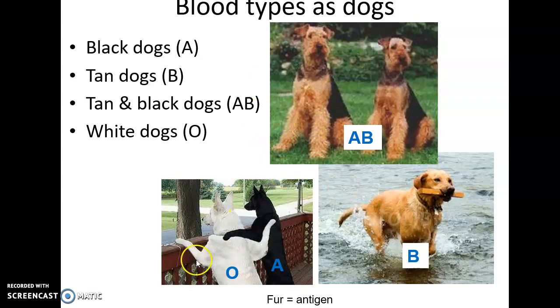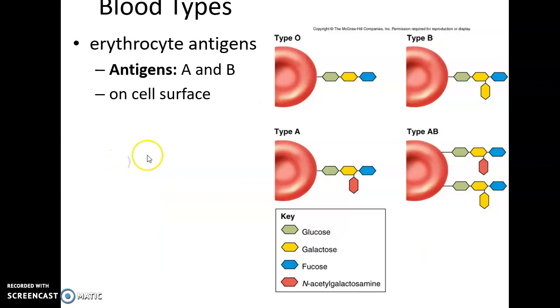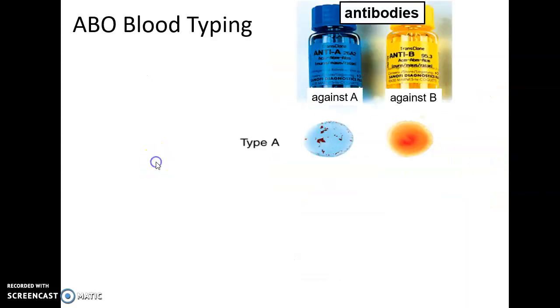So for instance, dogs: we could say white dogs, furred with white fur, have O, black dogs have A, brown dogs have B, and brown and black dogs would have A and B. So they would be representing the different blood types by the color of their fur. So again, blood types: you have a special structure on the surface of your cell or you do not have it. A type structure, B type structure, both A and B structures, or none of the above.